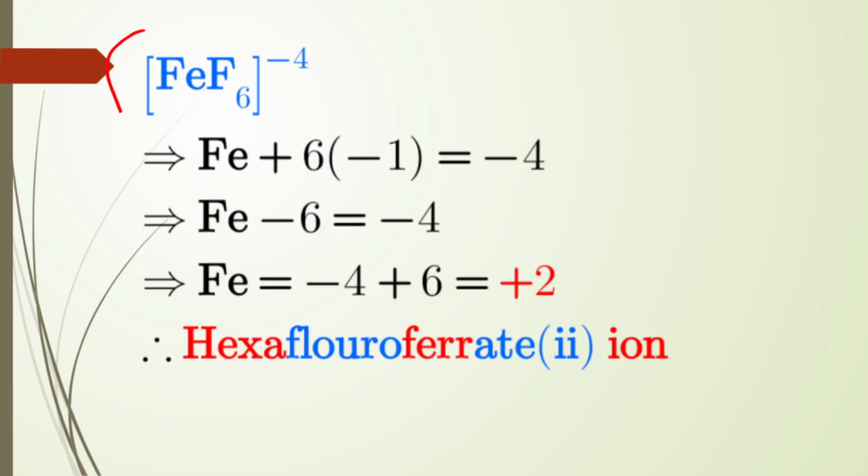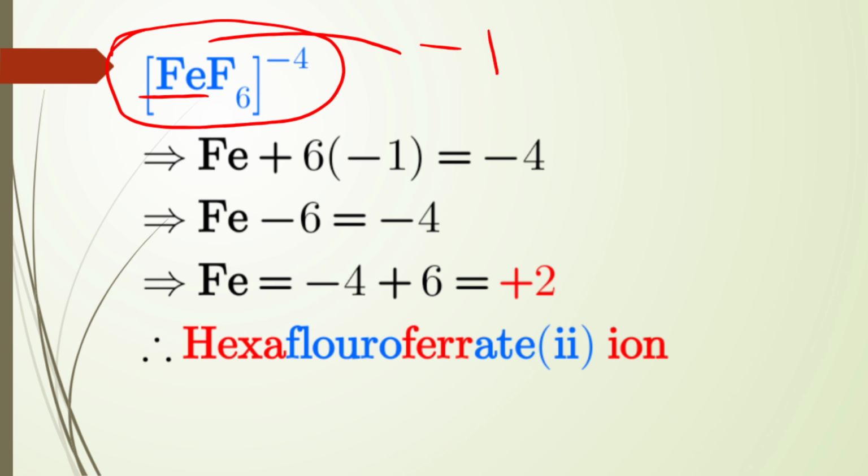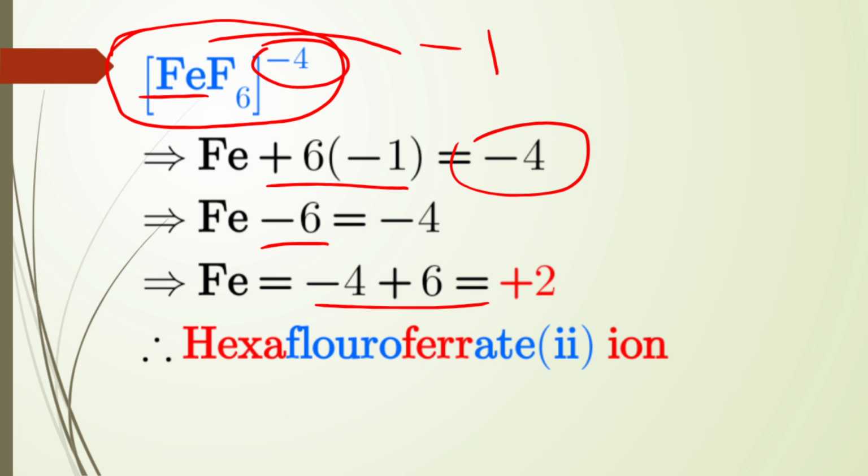So now let us see this. This is a complex ion, right? In this coordination compound, we are to find the oxidation number first of the central metal atom, which is Fe. So you have Fe plus 6 into minus 1, because this is fluorine, F, which has -1, fluoro, equals -4. Because this coordination sphere has -4, therefore Fe minus 6 equals -4, so Fe plus -6 equals -4, therefore Fe equals +2. The oxidation number of Fe is +2.